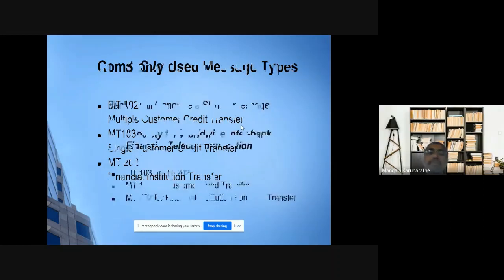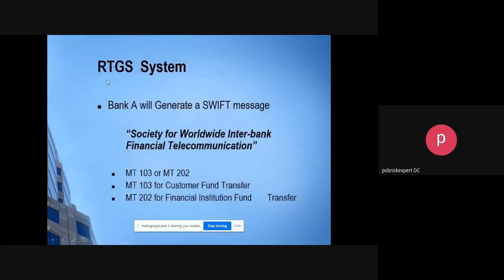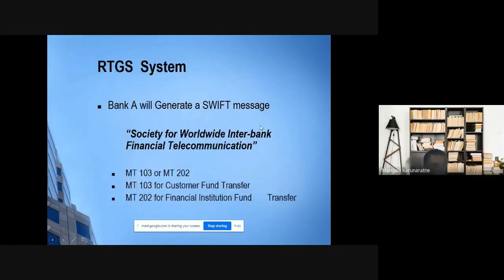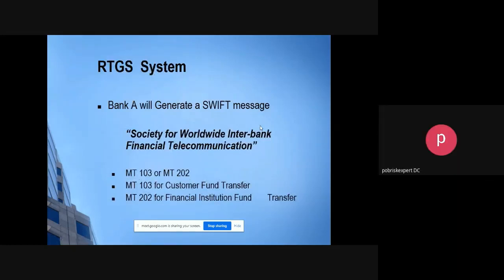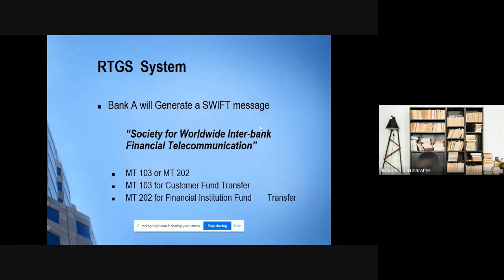So Mangala, MT stands for message type. Message type, yes. MT103 is message type 103, not money transfer. Message type 103 and message type 202, like that, right? Thanks for the correction, Mr. Ratnayaka.